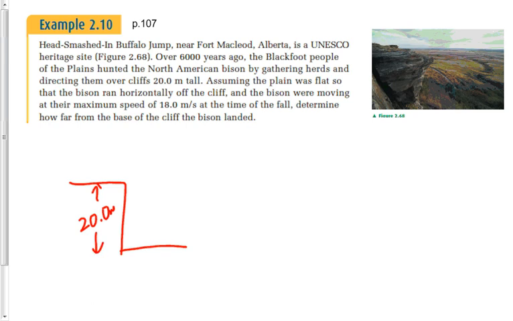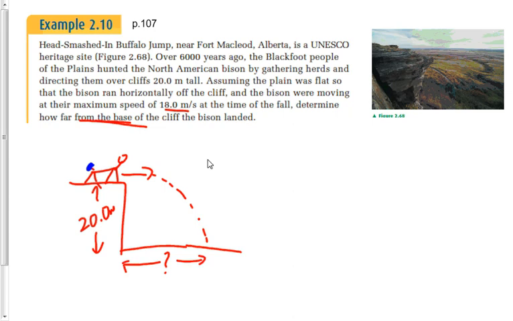We know that they were moving at 18 meters per second when they started falling. So let's draw my bison again here. Do buffalo have tails? I don't know. Little stubby tails? There you go. Little stubby tail with a pom-pom on the end of it. These bison run off the edge here. That's the shape of the path, right? A parabola. The question is, how far from the base of the cliff did they land? That's a distance right there. Well, that would be good to know, right?